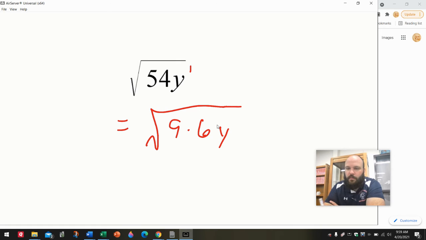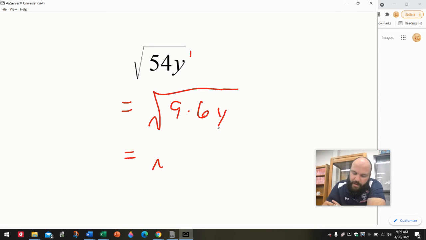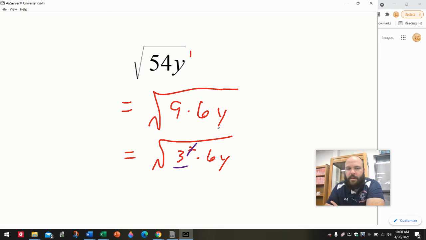And we could look over those numbers. We could individually square root them if we wanted, or we could recognize, okay, 9 is rewritten as 3 to the second times 6y. Now remember, once you have something rewritten to a second power, a square root cancels a square. So we're going to cancel that square, underline that 3, and then that 3 will come out of the radical. So what we will be left with is 3 square root 6y. And there's our final answer.